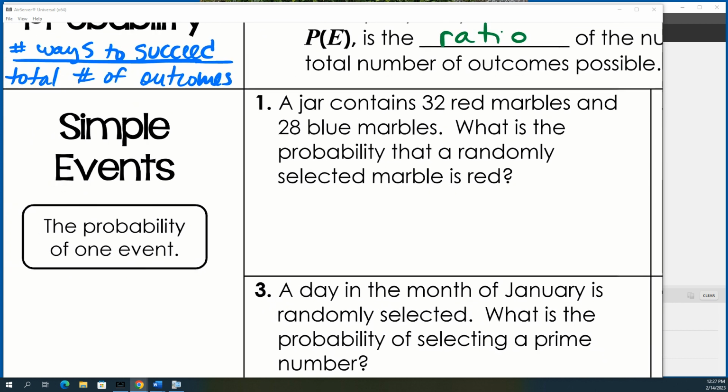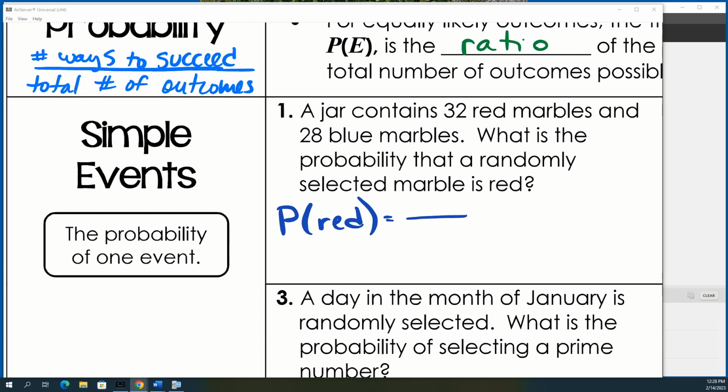A jar contains 32 red marbles and 28 blue marbles. What is the probability that a randomly selected marble is red? So I'm going to set this up as P of red, which means the probability of selecting a red marble. So these are all going to be fractions. And so the top of our fraction is the number of ways to succeed, or the number of ways we can select a red marble, or the number of red marbles.